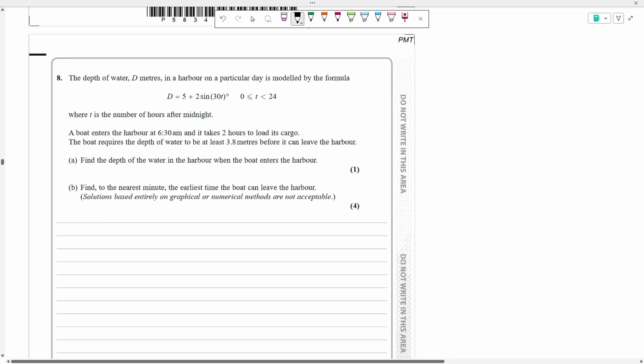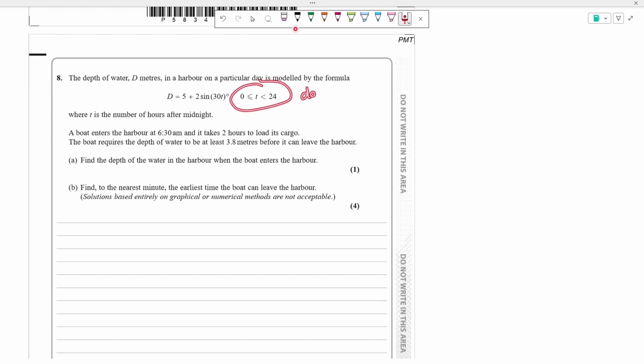Question 8. We've got a depth of water, and this looks like a trigonometry question. And it says that, well, we've got this equation here, and it's between 0 and 24. Well, just by looking at this, before I even read on, I'm going to assume that this is going to be in degrees. The reason being, radians are really, really small, so it kind of works between 2 pi, which is like 6.3, I think. And here this is 24. So if you have loads and loads of revolutions, if you're working with such a small region here, that's why I've made that conclusion that this is going to be degrees.